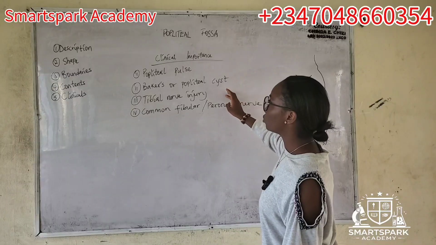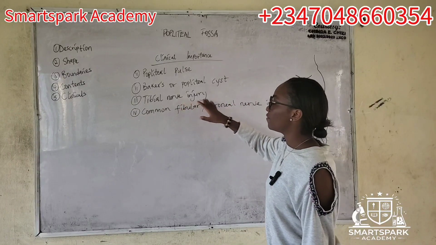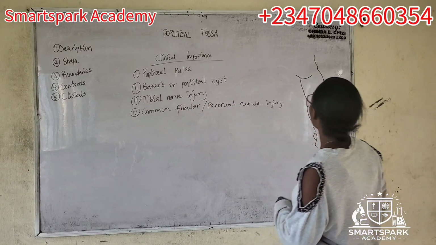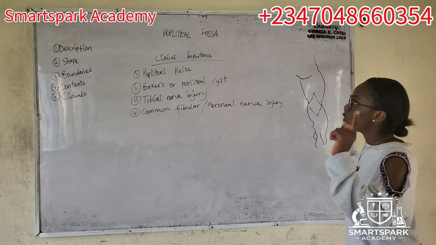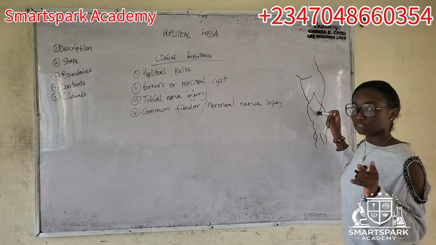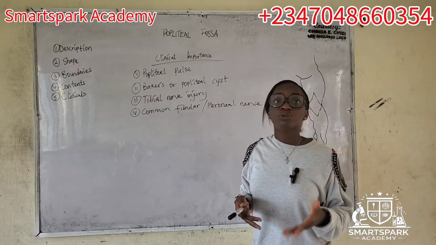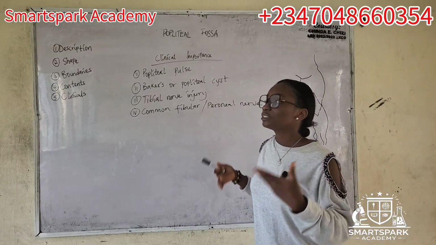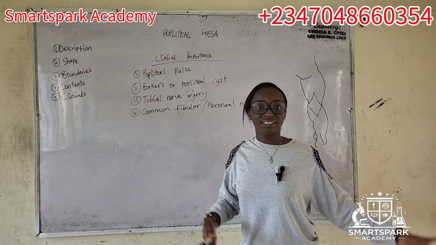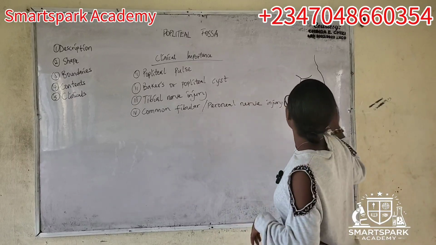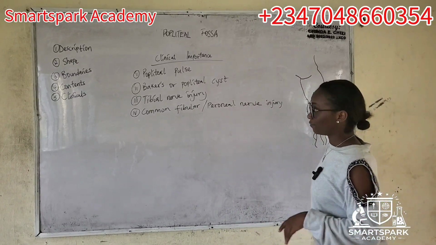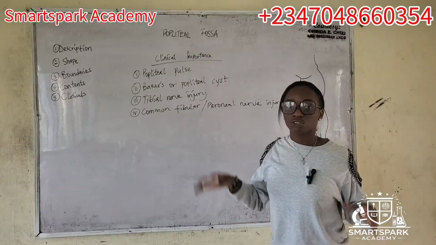Now, the third clinical importance we have here is tibial nerve injury. Don't forget that one of the contents of this popliteal fossa is the tibial nerve. I mentioned the common tibial nerve. Now, there can be an injury to the tibial nerve, maybe during dislocation. I know you've heard, oh, somebody was playing, he fell down and dislocated his knee. There can be damage to the tibial nerve. It's one of the clinicals of popliteal fossa.